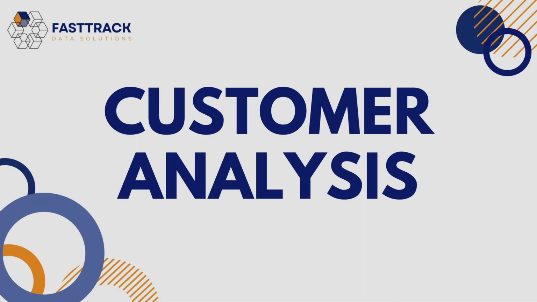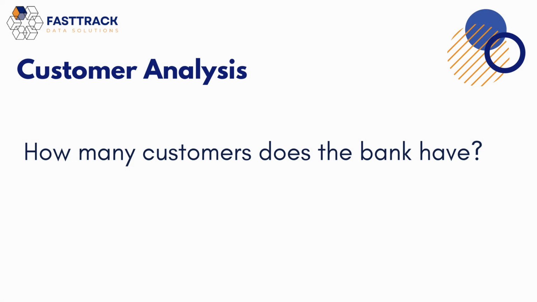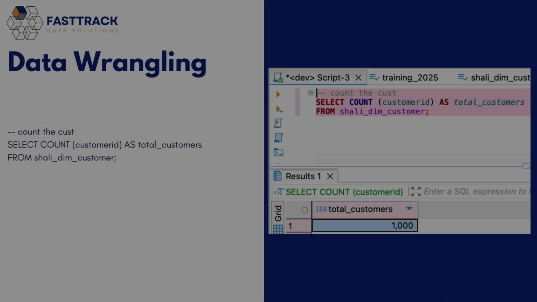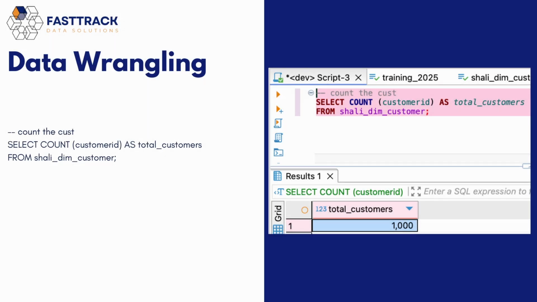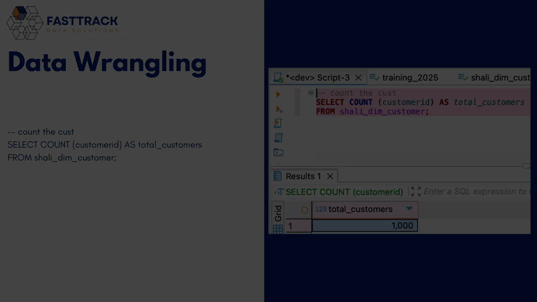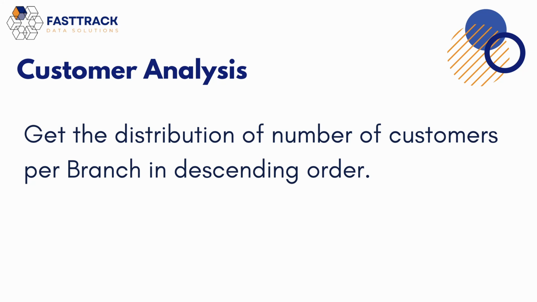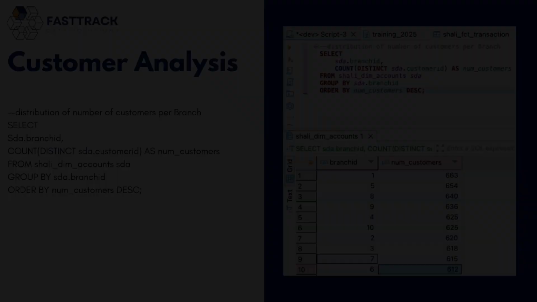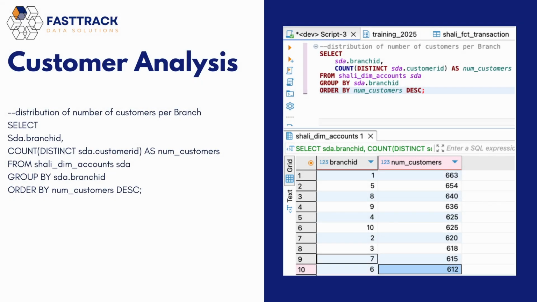Moving on to customer analysis sample scenarios. First is how many customers does the bank have? Here is the SQL script on identifying how many customers the bank has. Next is get the distribution of number of customers per branch in descending order. Here is the SQL script on getting the distribution of customers per branch in descending order.